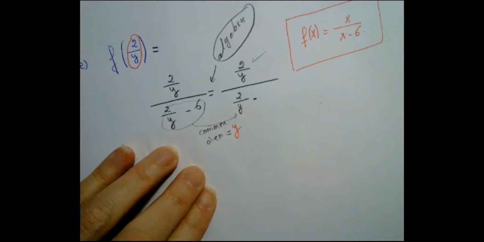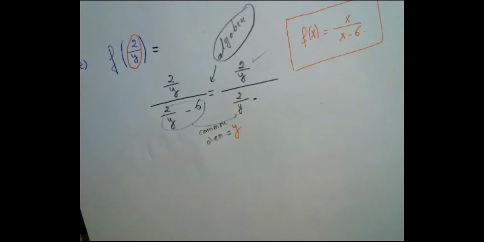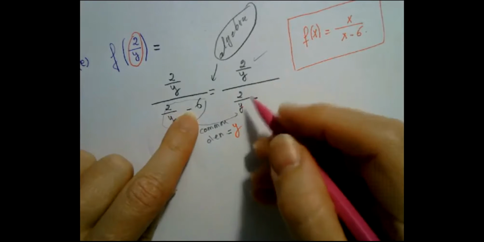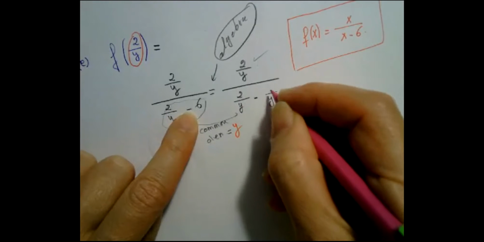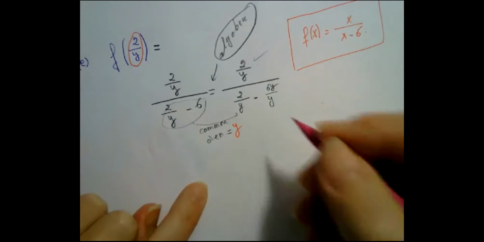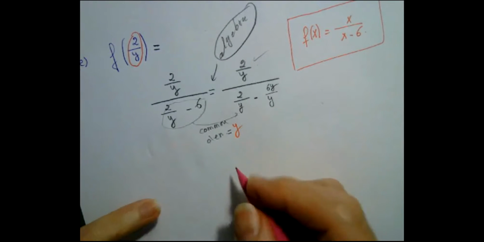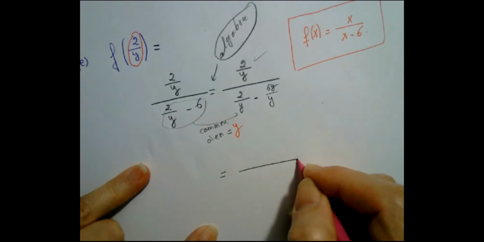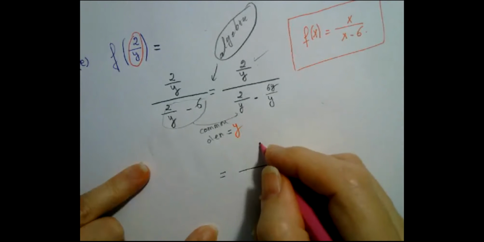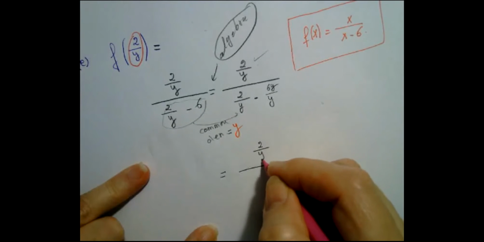Okay? Now let us finish. This would become what? So the minus 6 becomes 6y over y. Okay. Now, it's going to be equal to what now? The numerator is nice. I'm not going to touch it. It's this that's really giving me a problem.